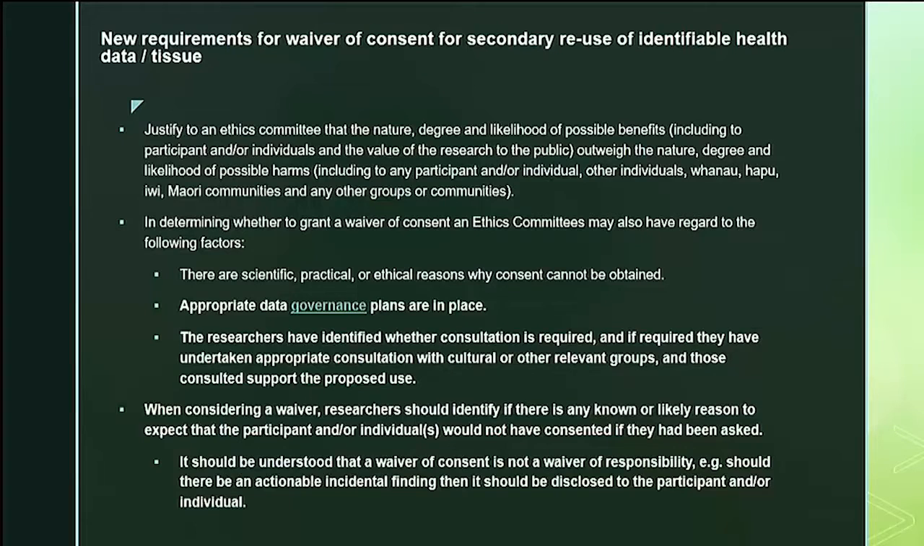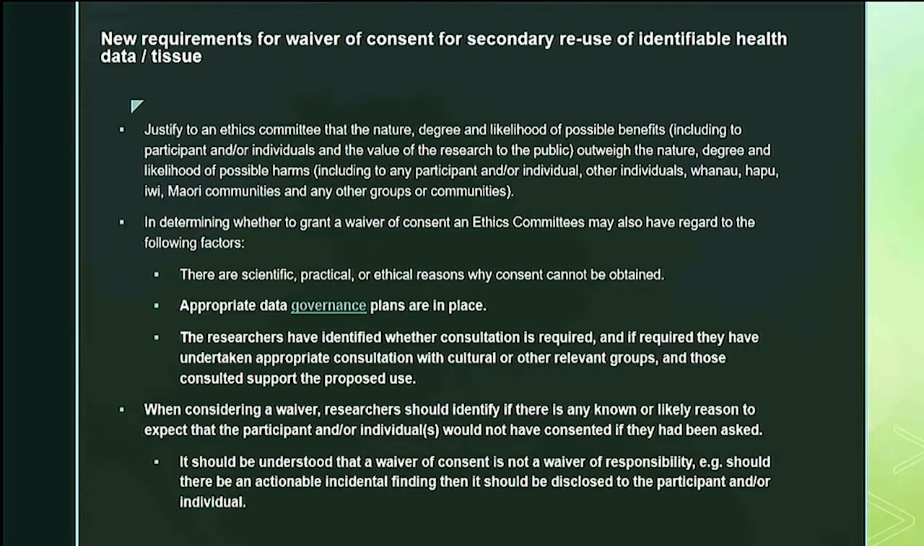It doesn't necessarily have to be the people from whom the data came, but it could be a relevant group, or who might have the interests of the general data use in mind. So again, adding another protection, but only when necessary. Again, when considering a waiver, researchers should identify if there's any known or likely reason to think that they would not have consented. So this is really pulling out the reuse being aligned, preferably, with what it was collected for in the first place, and putting the person back into the data.